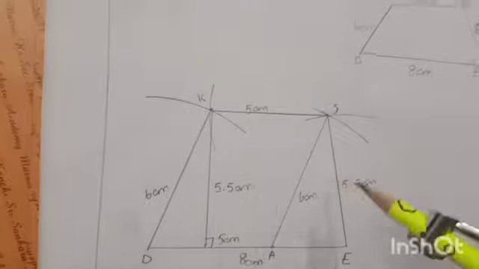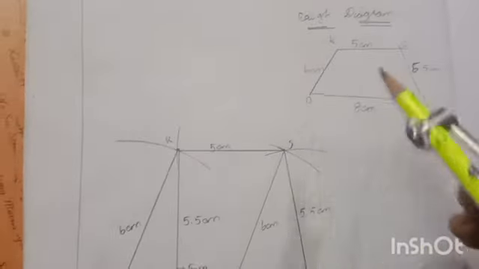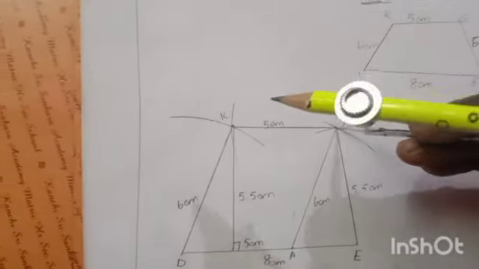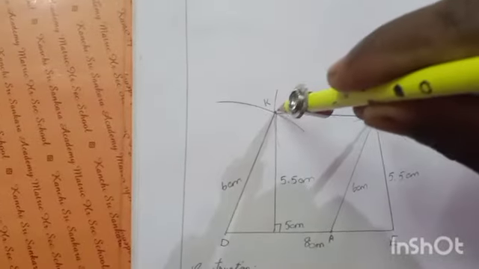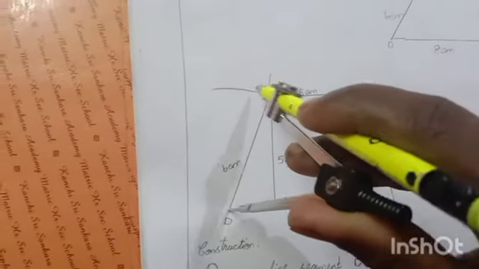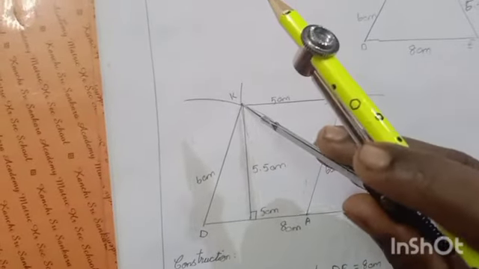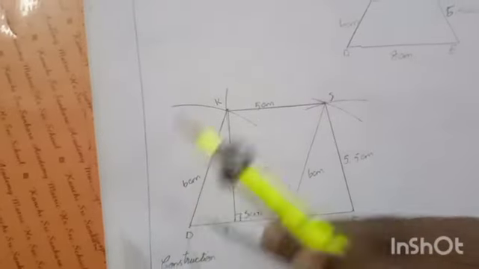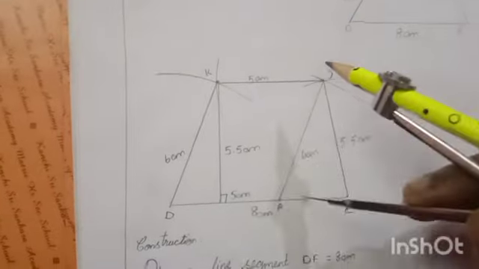Then in the question it is given that SK equal to 5 centimeter. Keep the compass on S, measure 5 centimeter, and draw one arc. Then measure 6 centimeter with D as center, and draw an arc of radius 6 centimeter. Draw one arc. Then mark this intersecting point, and join KD and KS. We get the required trapezium.